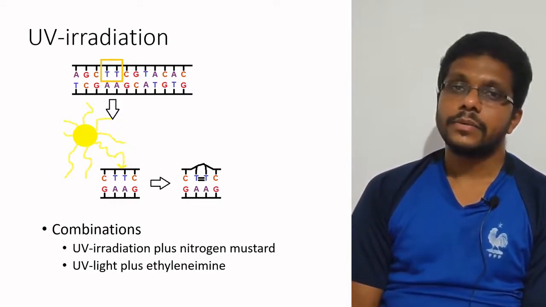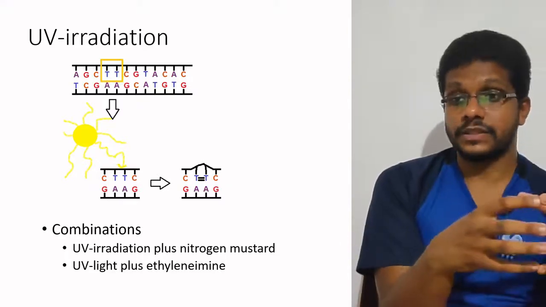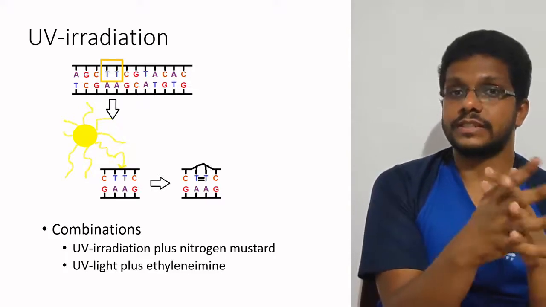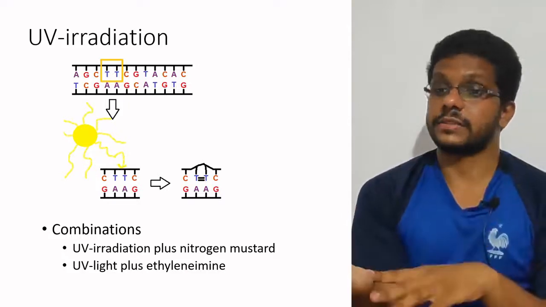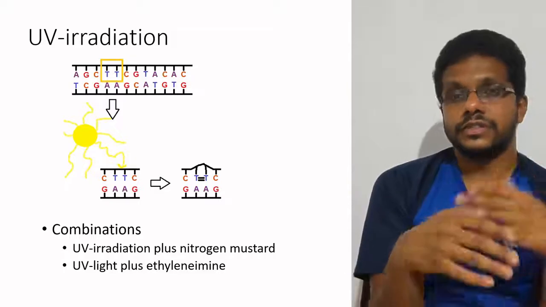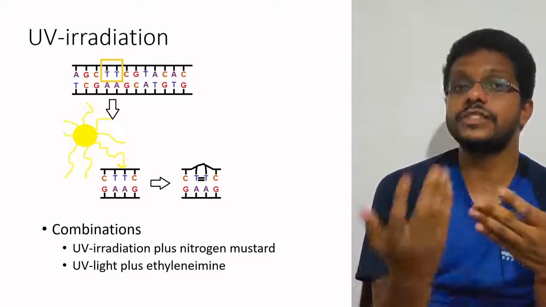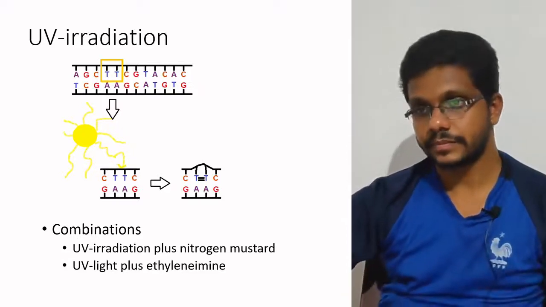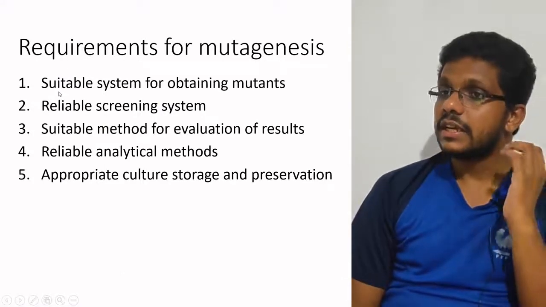And in industry, in most cases, no one source of mutagenesis is used. We will use them in combinations, like UV radiation along with nitrogen mustard, or UV radiation again along with ethylenamine. Such combinations are used to improve the efficiency of mutation. So these are the requirements of mutagenesis.